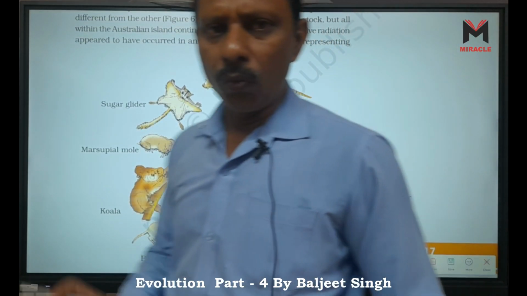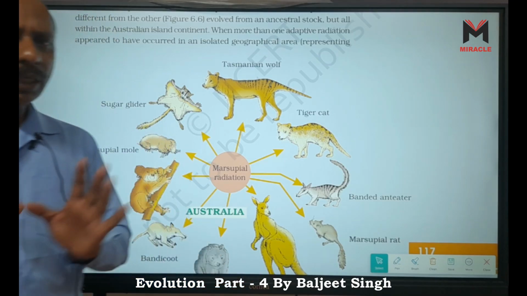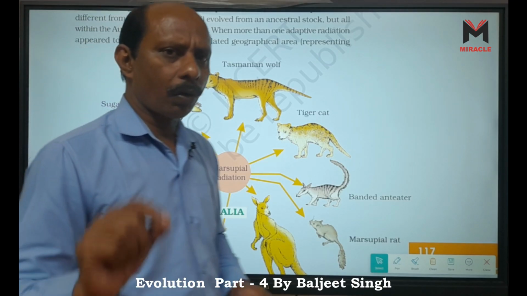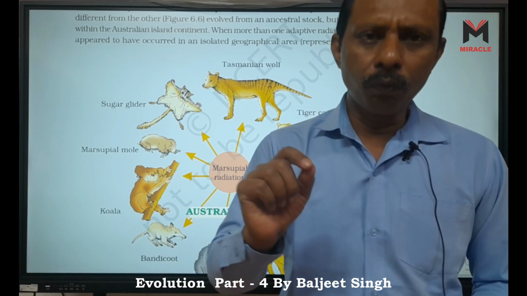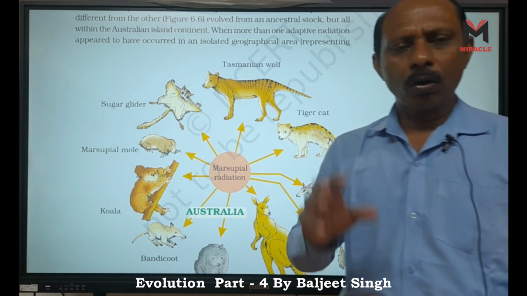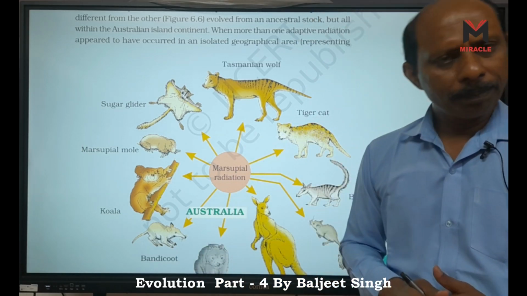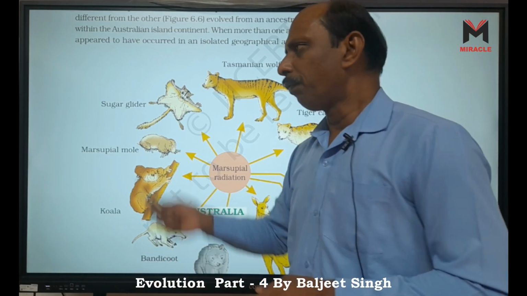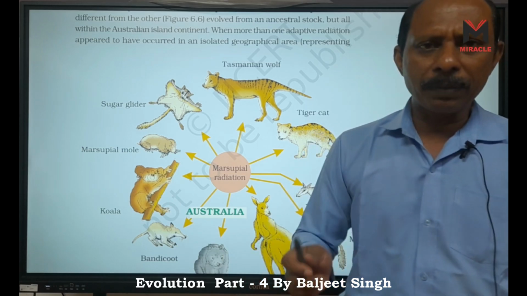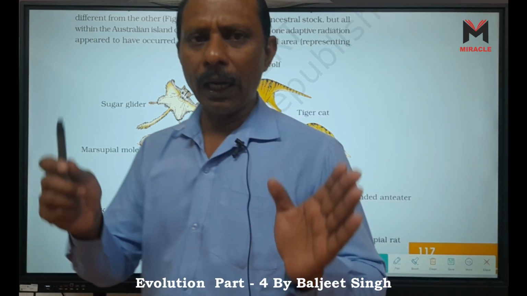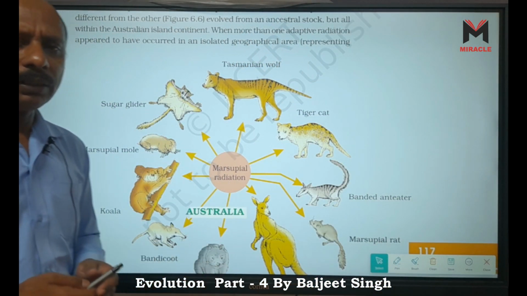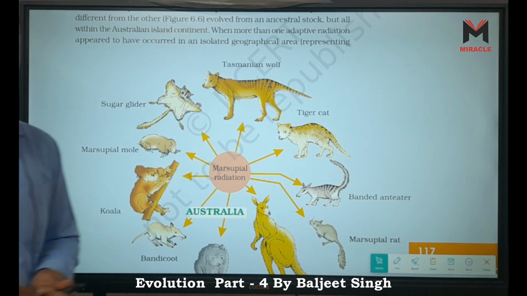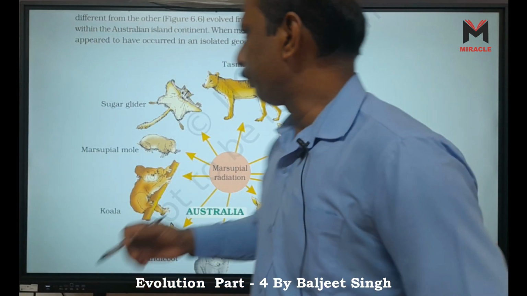When more than one adaptive radiation, now you understand, adaptive radiation is for only one species or only one group of animals, right? But when we compare two different groups, that is, if more than one adaptive radiation is present in the same or in an isolated area, then this one is called convergent, right? Here it is given here.